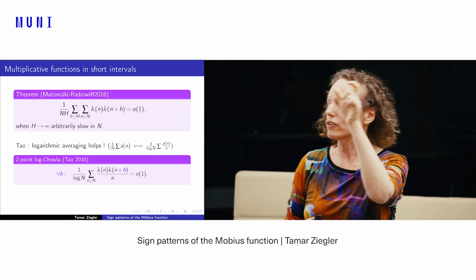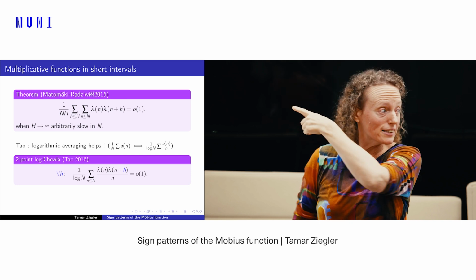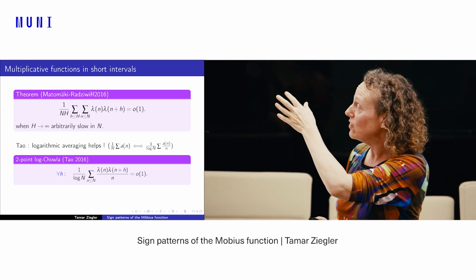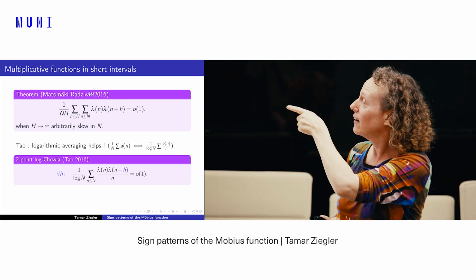the twin Chowla conjecture. So I fix h now, like h equals 1. I fix h, and I look at the logarithmic average of this thing.